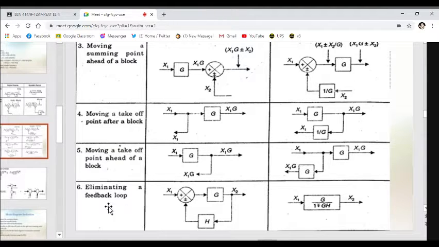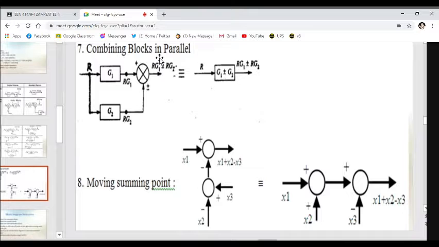So, to eliminate the feedback loop, ito yung standard form, no? Para maging isang block na lang siya, ito yung gagawin. So you have G over 1 negative positive GH, which we had already derived. Okay, na-derive na natin yan. Okay.